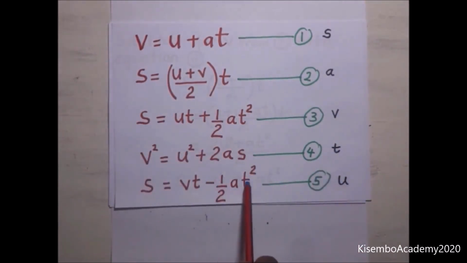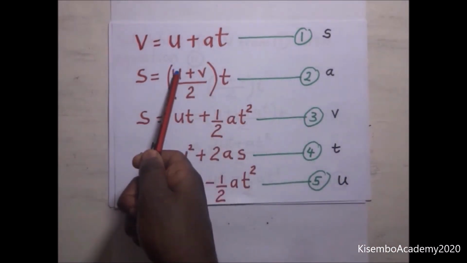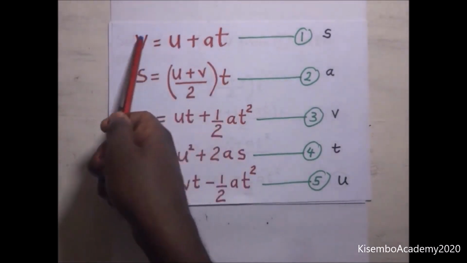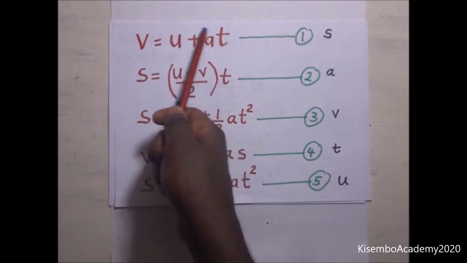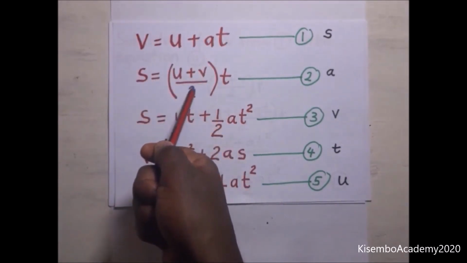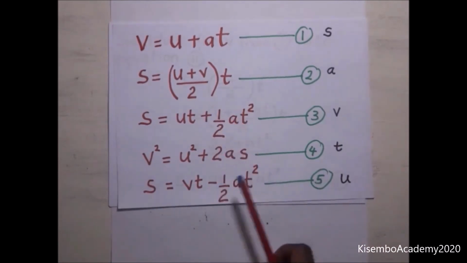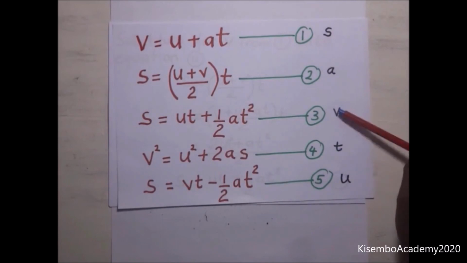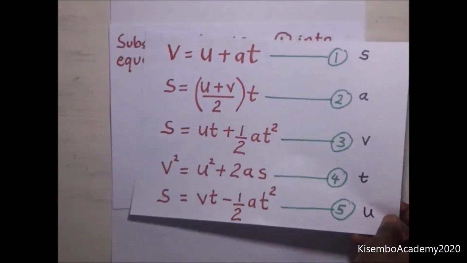Likewise, in the fifth equation of motion, we are eliminating u. We take the first equation, make u the subject of the formula, then substitute the expression for u in this equation, and then we'll be able to get the fifth equation of motion. You can do it any way you like, but the main idea is that we are formulating these equations based on eliminating the parameters that you see right here. So we'll dive straight into it.